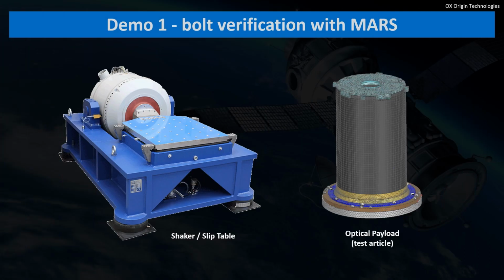To demonstrate how Mars comes into play, we will be using an optical payload with several bolt groups as an example. During a design phase called qualification campaign, such a payload would be subjected to a physical test consisting of random vibrations induced with the help of a shaker table.